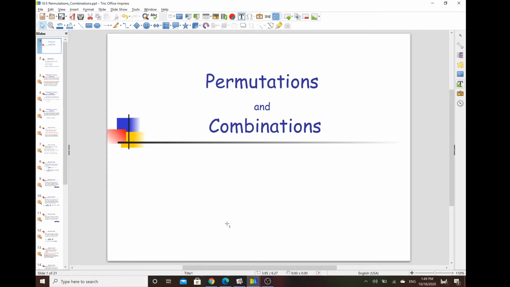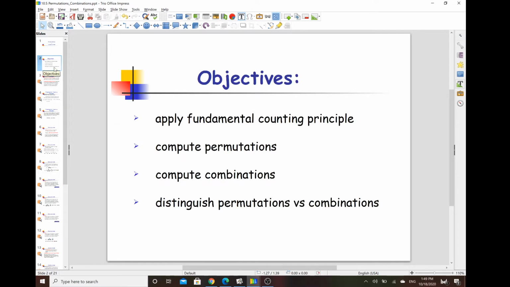So today I would like to talk about section 10.5, Permutation and Combination. So here are the objectives: apply the fundamental counting principle, compute permutation, compute combination, and distinguish permutation versus combination.